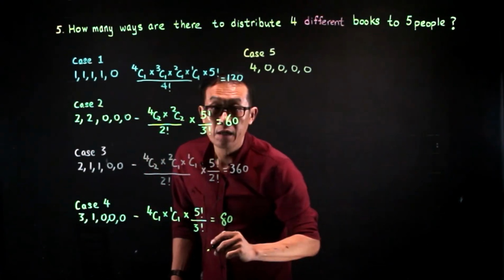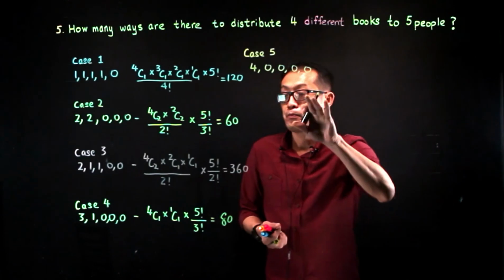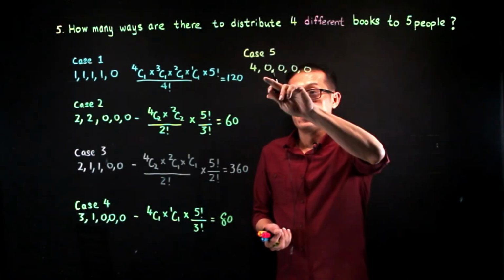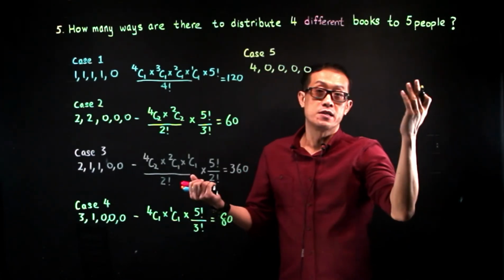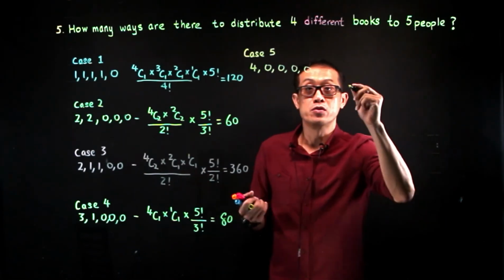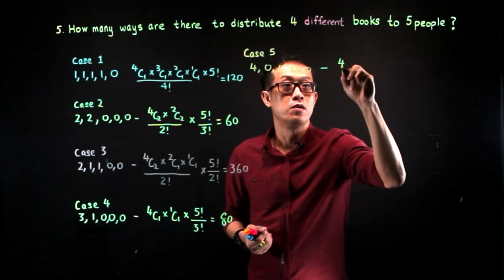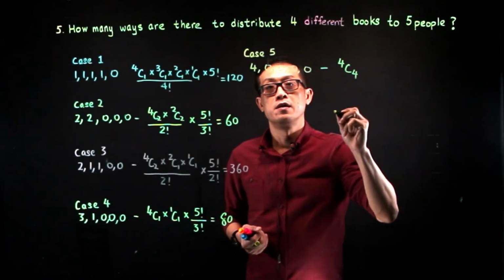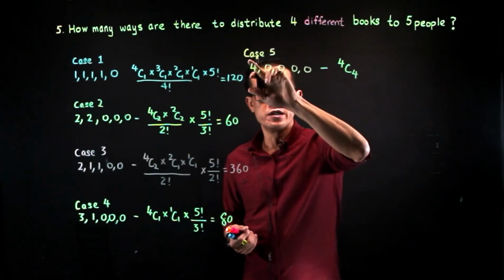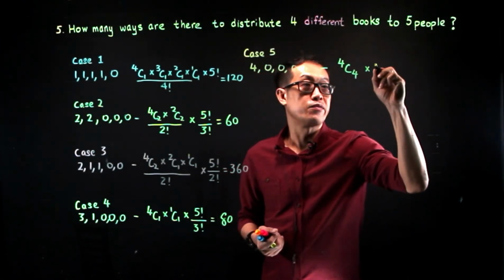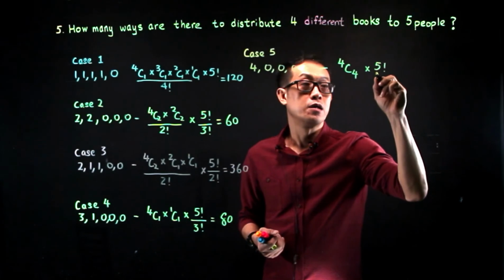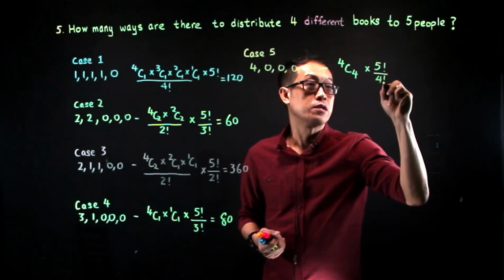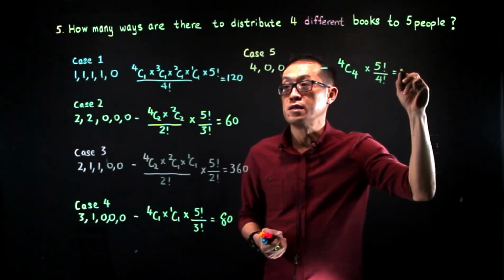The last scenario, the 4 books are just in a group of 4, so you have 4C4. Now how many ways can we arrange these 5 objects? So it's times 5 factorial divided by 4 factorial. The answer is 5.